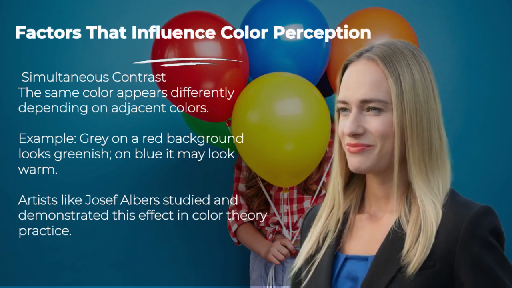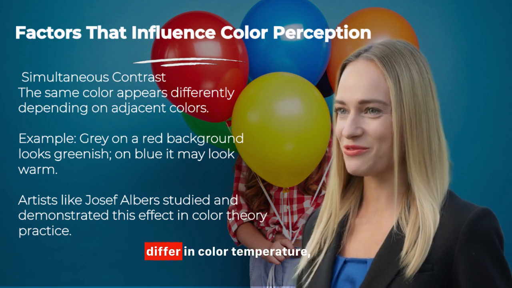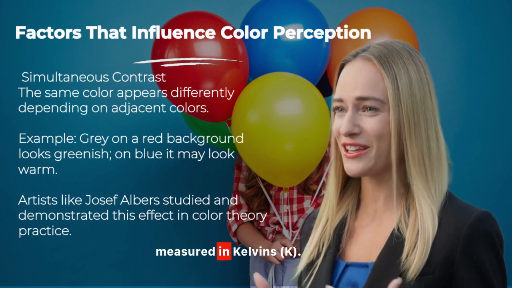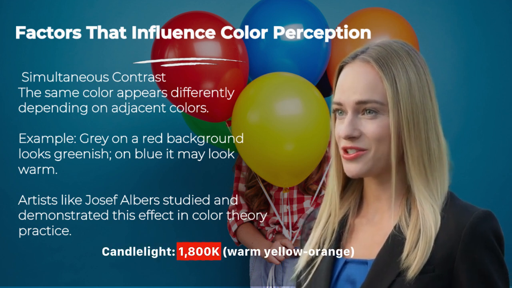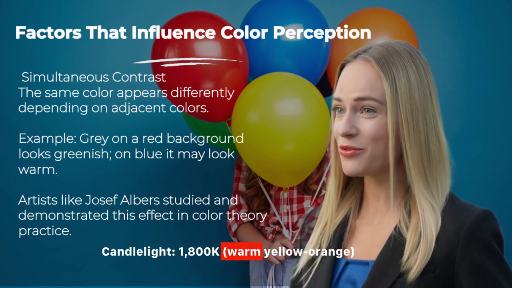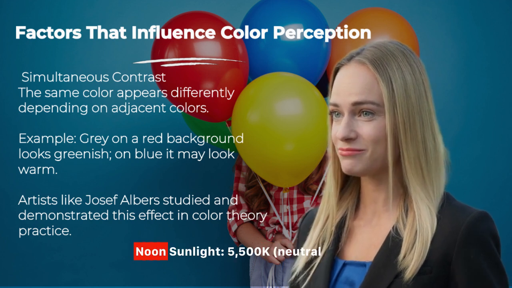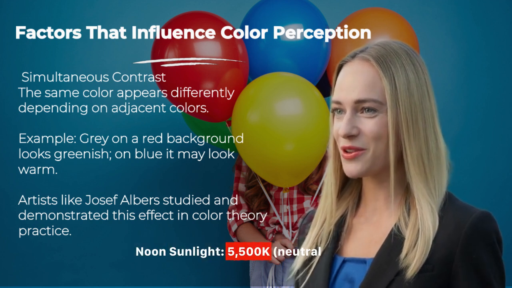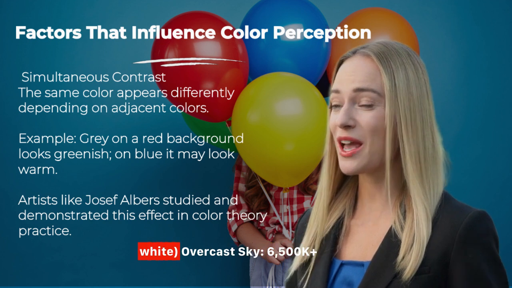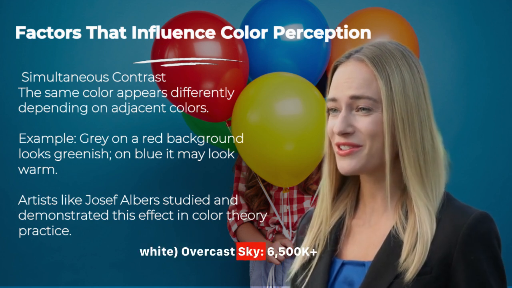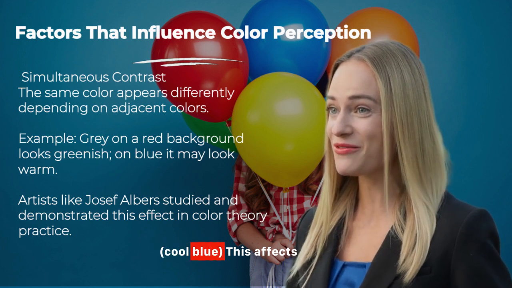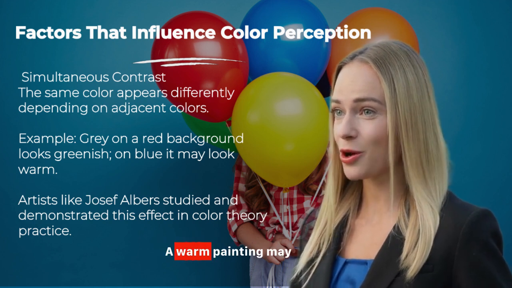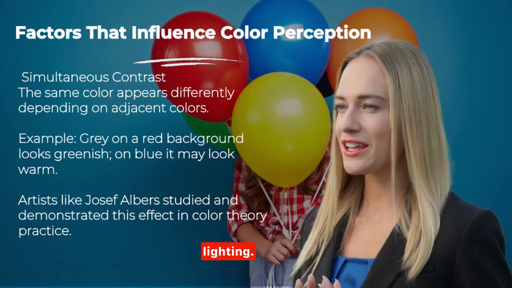3. Lighting temperature. Light sources differ in color temperature, measured in kelvins, K. Candlelight, 1800 Kelvin, warm yellow-orange. Noon sunlight, 5500 Kelvin, neutral white. Overcast sky, 6500 Kelvin plus, cool blue. This affects how colors appear. A warm painting may look dull under cool lighting.